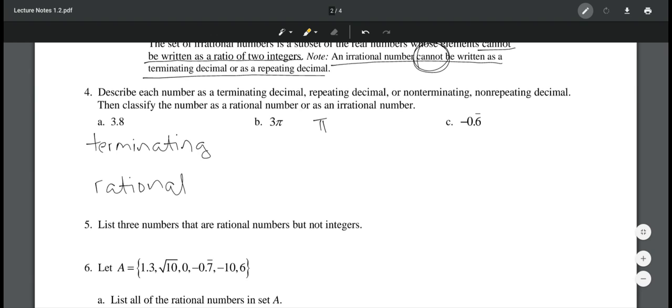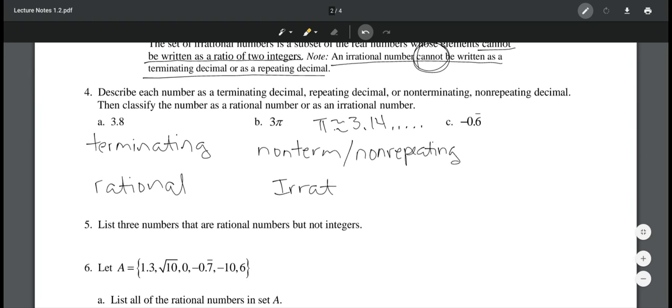In B, if you remember pi, what we associate with pi is 3.14, but if you recall, pi goes on forever and ever, and it does not repeat. So 3 times pi would be a number that goes on forever, and it does not repeat. So 3 pi is considered non-terminating, non-repeating, which means it is an irrational number. Now, part C, negative 0.6 with the repetitive bar over it. So that means it's a repeating decimal, and if it repeats, it is considered a rational number.